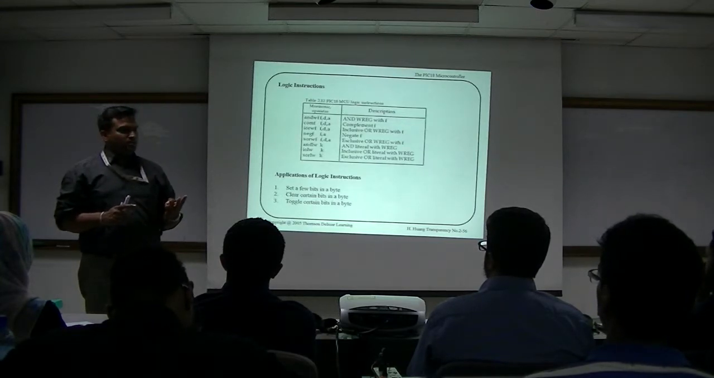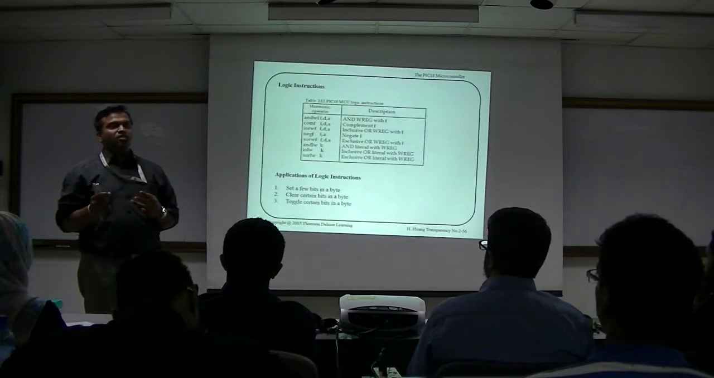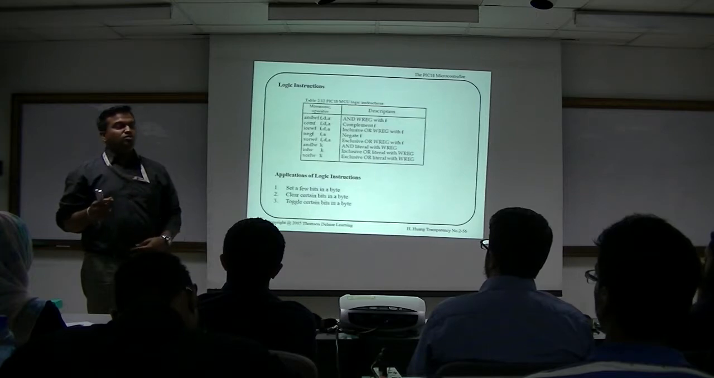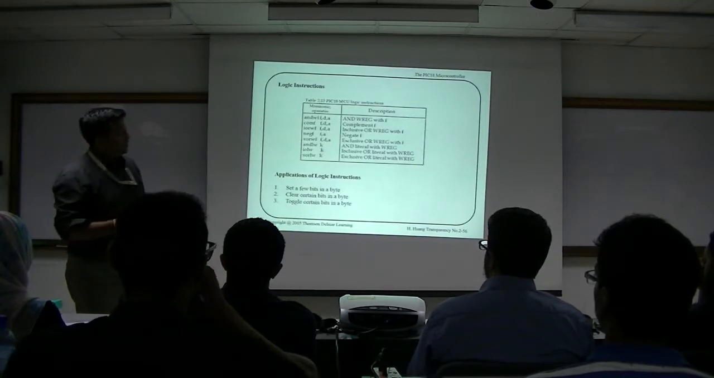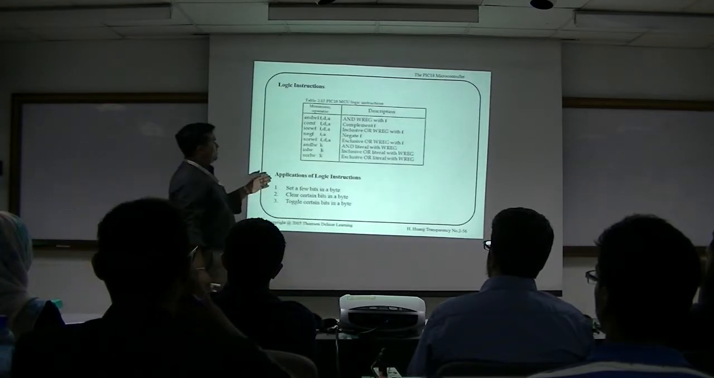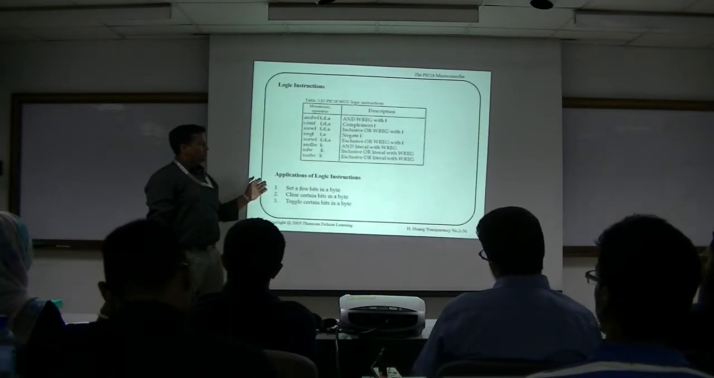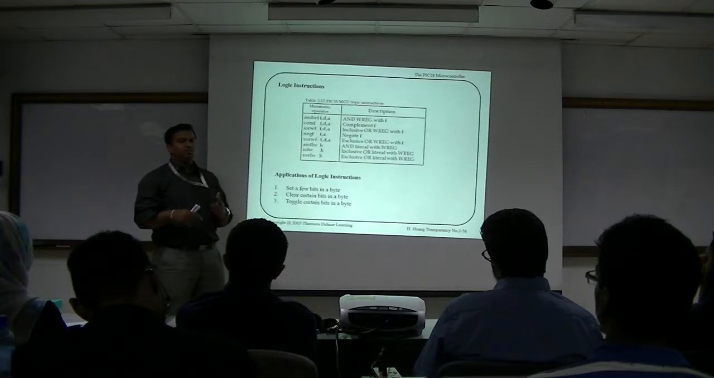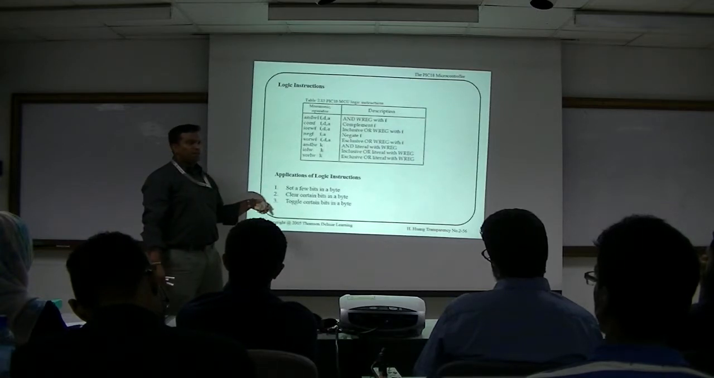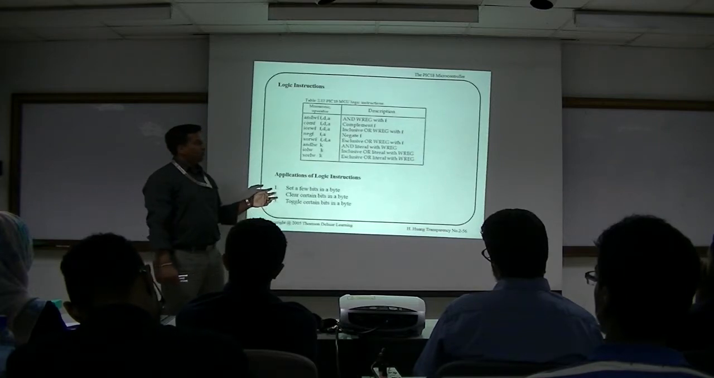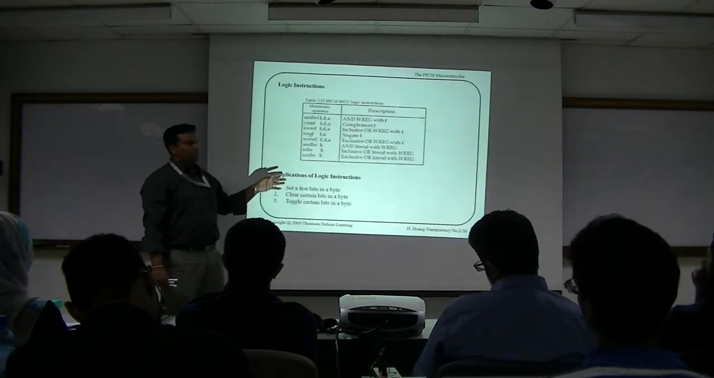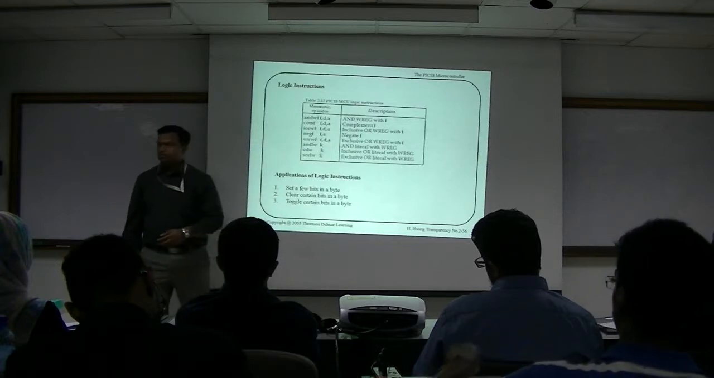So we're going to see these 3 logic instructions, they have a certain set of applications. We can actually use them for certain applications. So these are some of the applications of the logic instructions. The first one is to set the bits. Set means to make the bits into 1. 2 is to clear, and 3 is to toggle. Now we'll see how we can use these logic operations to achieve these applications.